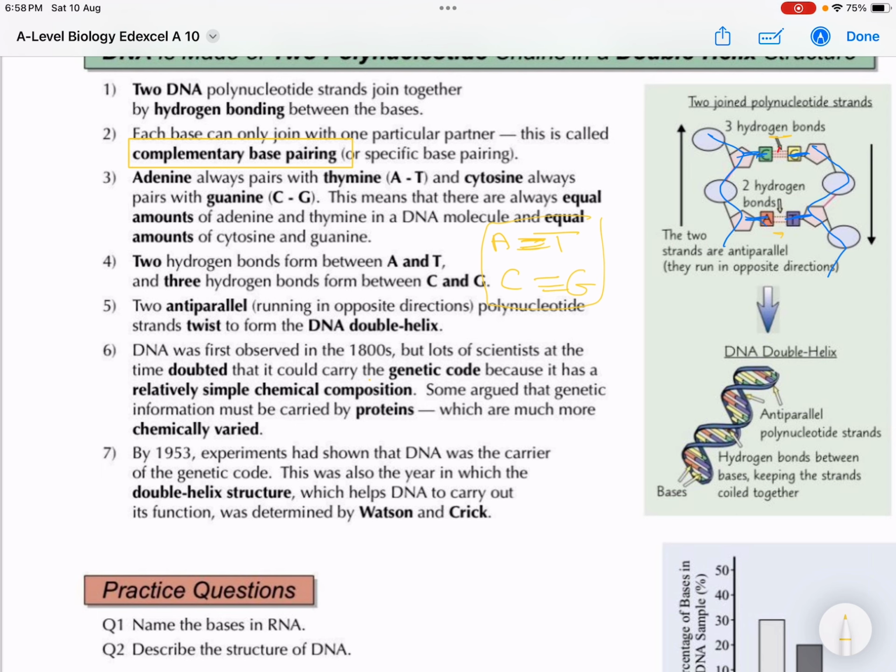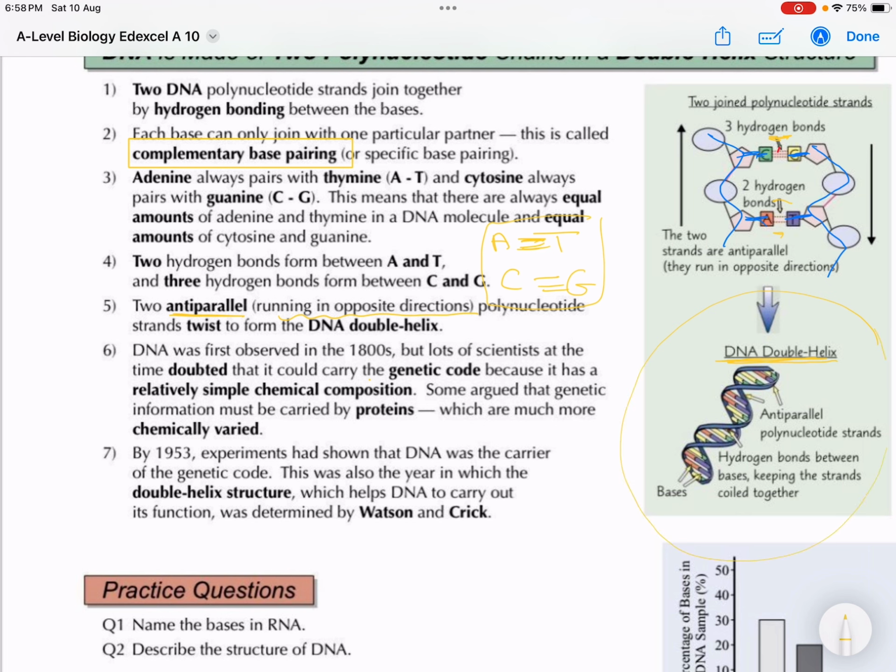And the 2 strands are joining together through these hydrogen bonds, as I mentioned, between the complementary base pairing. And this will form eventually the DNA double helix. And the 2 antiparallel, what do they mean, guys, by antiparallel? You're going to hear this term a lot. That means they're running in opposite directions. The polynucleotide strands twist to form the DNA double helix, as you see.